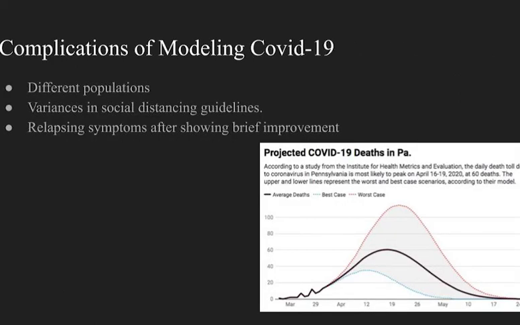Finally, we can talk about the complications of modeling COVID-19 specifically. First, since COVID-19 is a global pandemic, it affects many different countries with many different backgrounds. Hence, we can't really use the same prediction methods or equations to predict the infection spreading in different populations. Another problem that stems from the fact that it's global is the variances in social distancing guidelines. Even in the United States, we can see that different states started these social distancing guidelines at different times and also adapted them in different ways.